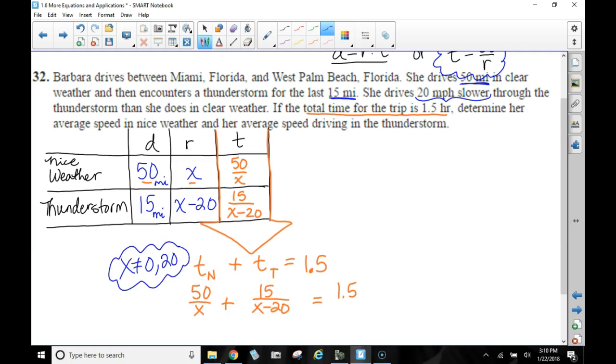Because those quantities won't check. It'll give us 0 in the denominator of our fraction. The next thing we're going to do is clear out fractions by multiplying through by the least common denominator. In this case, the least common denominator is a factor of x times a factor of x minus 20. So I'm going to multiply all three of my terms, even the right-hand side, by x times x minus 20.